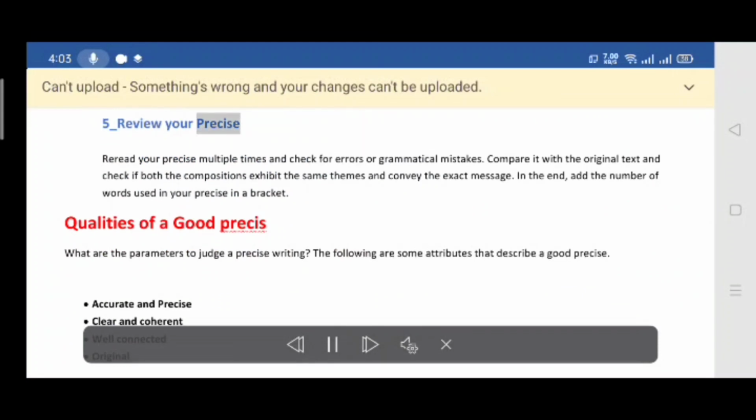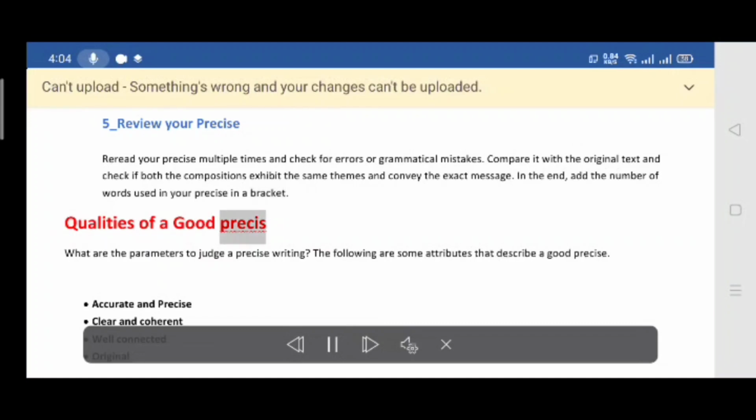Step 5: Review your Précis. Reread your Précis multiple times and check for errors or grammatical mistakes. Compare it with the original text and check if both the compositions exhibit the same themes and convey the exact message. In the end, add the number of words used in your Précis in a bracket.